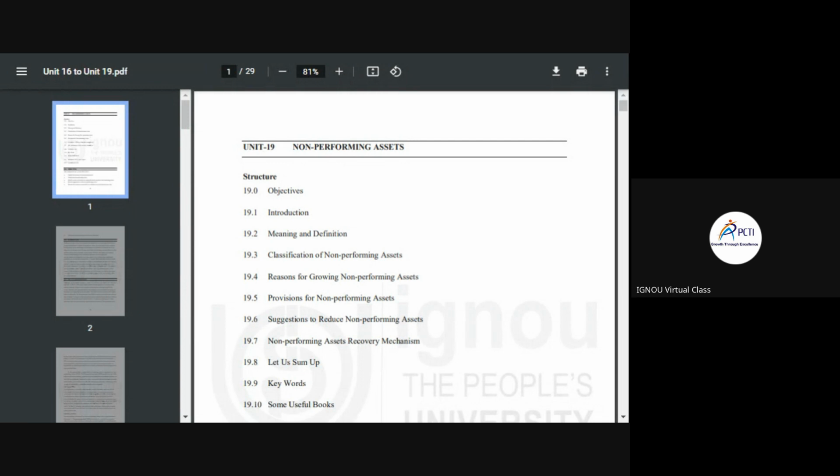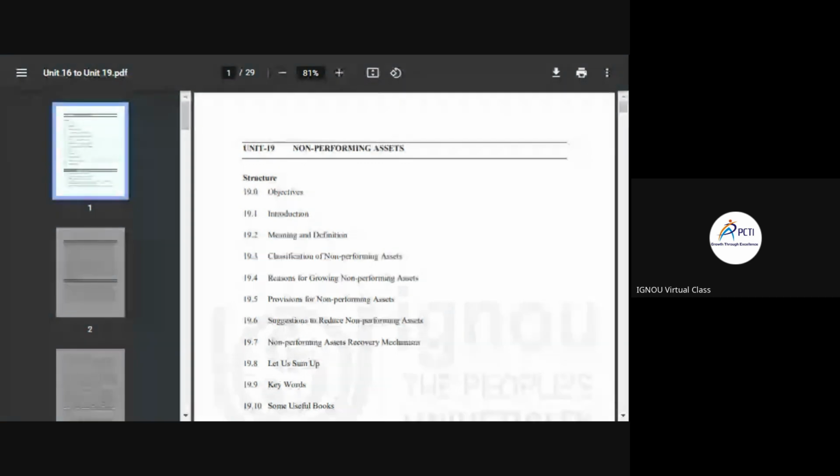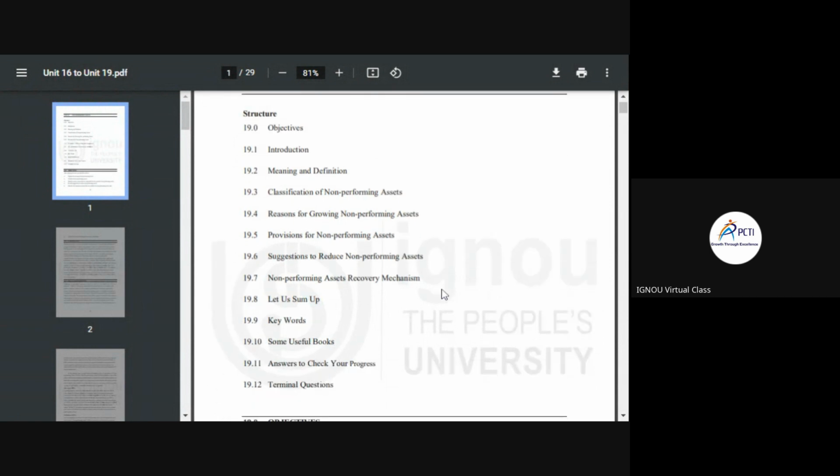So basically our next unit is non-performing asset. In the non-performing asset, we need to discuss the objectives, introduction, meaning and definition, classification of non-performing asset, reasons for growing non-performing assets, provisions for non-performing assets, and suggestions to reduce non-performing assets. Then we need to discuss the non-performing asset recovery mechanism.